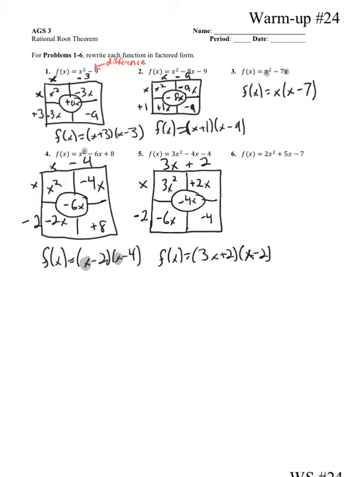And then the very last one here on the warm-up. This one looks kind of scary. It's got the 2x squared, the 5x, and the 7. But one thing I like about this one is, what's a -7? The 2 and the 7 are both prime numbers. So that means it's either going to be 2x plus 7, or it's going to be 2x plus 1, something like that. So the 7 and the 1 can only be on one side or the other.